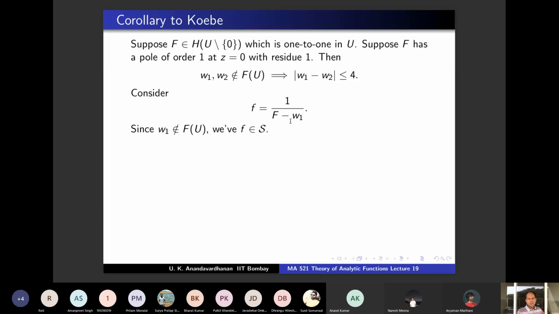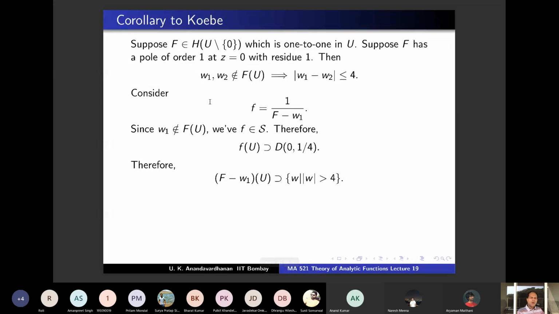Therefore, multiplying out, small f belongs to S. And therefore you can apply the Koebe quarter theorem and you will get that f(U) contains D(0, 1 by 4). This is just the Koebe one-quarter theorem.